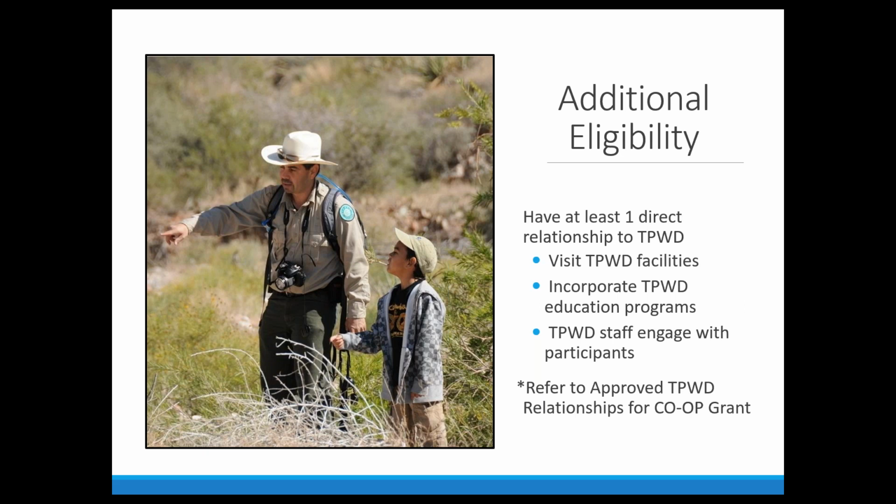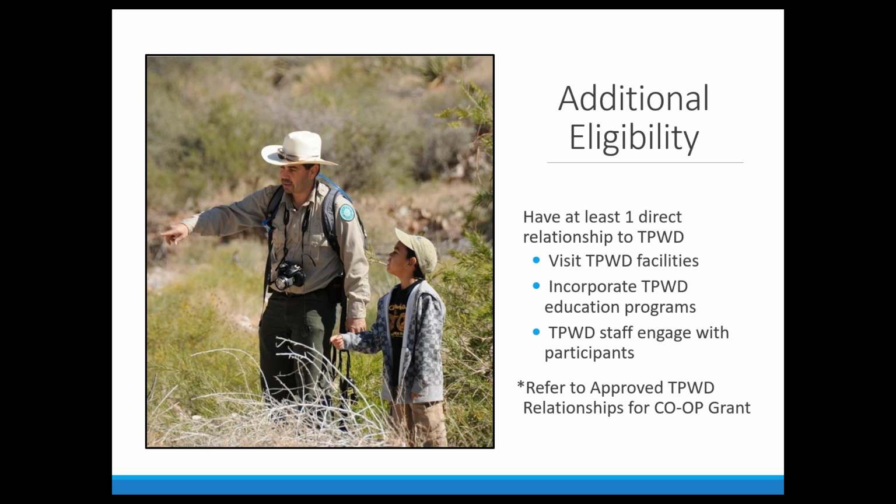We're really talking about the impact directly to participants. So just the fact that you had a target range grant, for example, that will not count as that direct relationship to TPWD. We really need more of a direct connection with your participants.